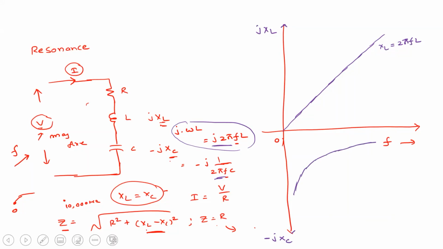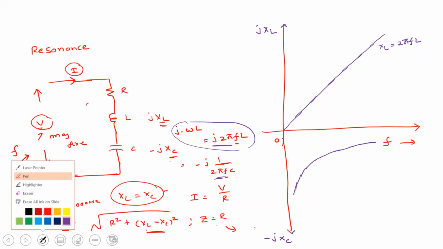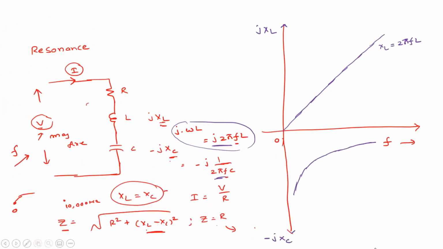So maybe at some particular frequency, for example this frequency, this value and this value, both are the same. At this frequency, that is the resonant frequency, say it is FR. So 2 pi FR into L is equal to 1 by 2 pi FR into C. That means XL equals XC.